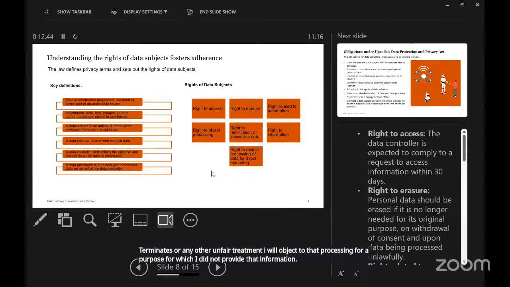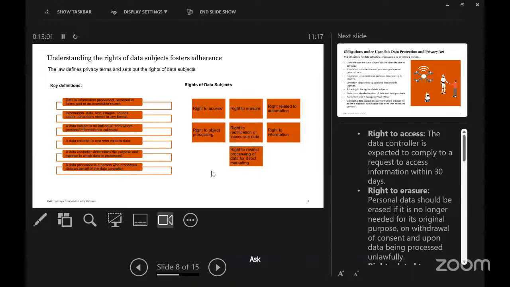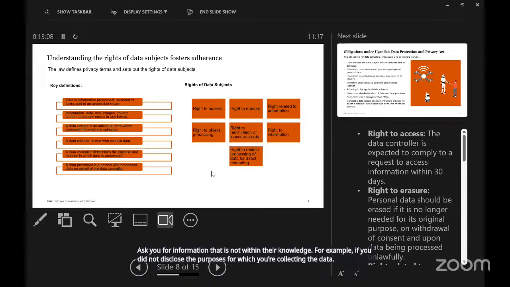The other right is the right to rectification of inaccurate data. That's another right under the Act. So if there's any mistake, the data subject can come and ask you to correct it. The other right is the right to information. Data subjects can come and ask you for information that is not within their knowledge. For example, if you did not disclose the purposes for which you're collecting the data, a data subject can ask for that information and you have a duty to provide it.